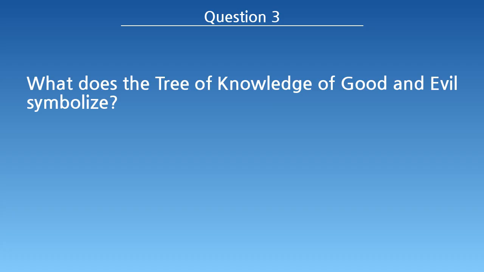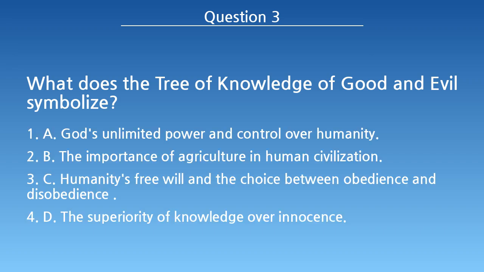Question 3. What does the tree of knowledge of good and evil symbolize? Options. 1. A. God's unlimited power and control over humanity. 2. B. The importance of agriculture in human civilization. 3. C. Humanity's free will and the choice between obedience and disobedience. 4. D. The superiority of knowledge over innocence.